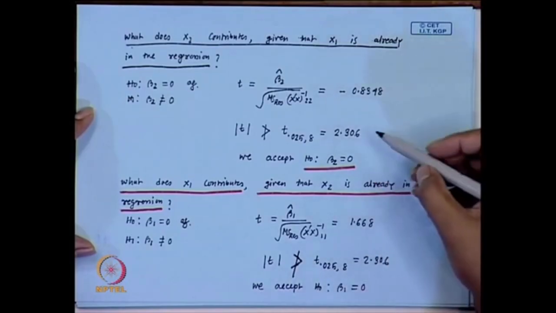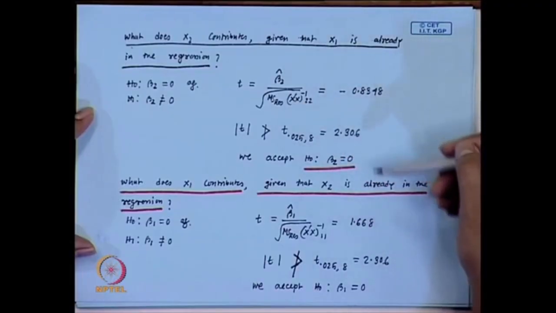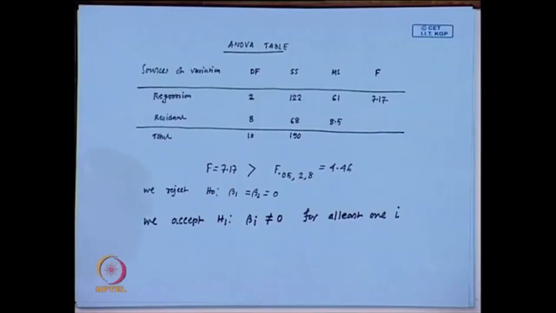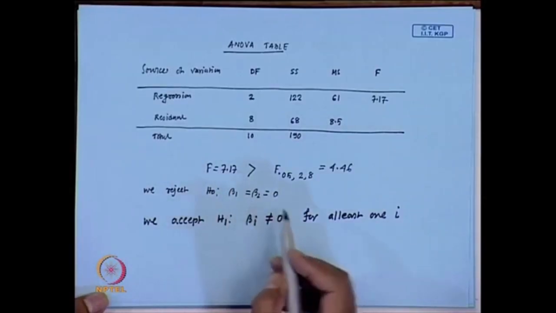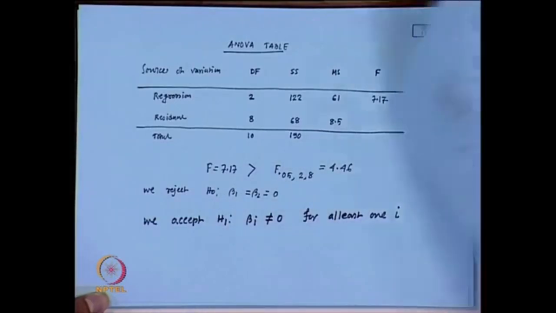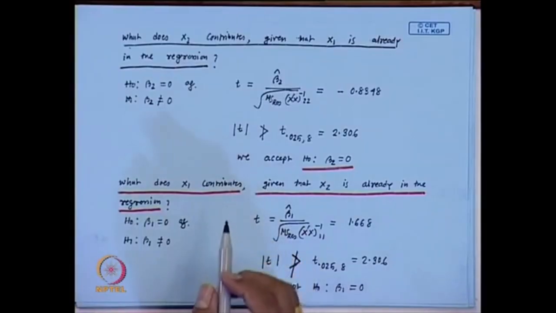So, that means none of the partial tests, the partial F tests or the T tests, are significant. What we observed here is that the global F test is significant. The global F test says that there is a linear relationship between the response variable and the regressor variables. But when we go for the partial tests, none of the regressors are significant. Neither x 2 is significant in the presence of x 1 nor x 1 is significant in the presence of x 2. So, this is one example basically.